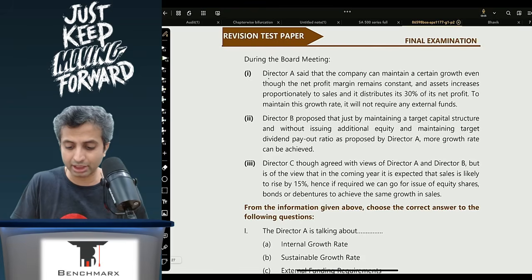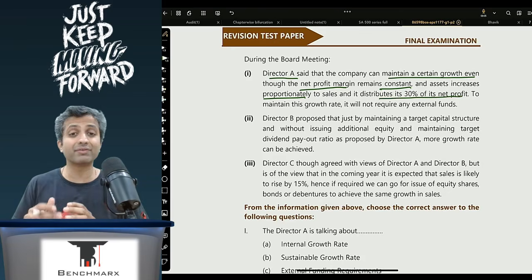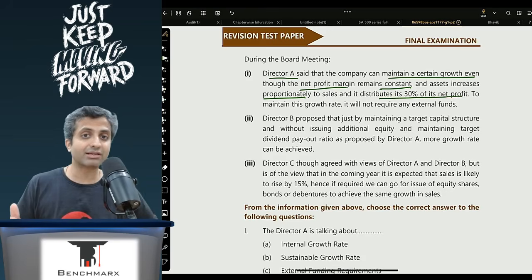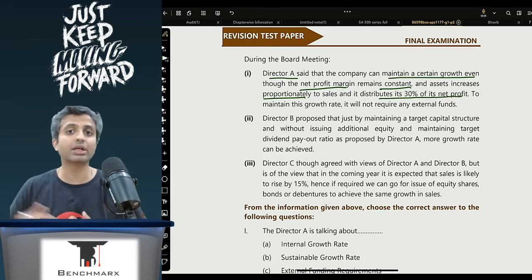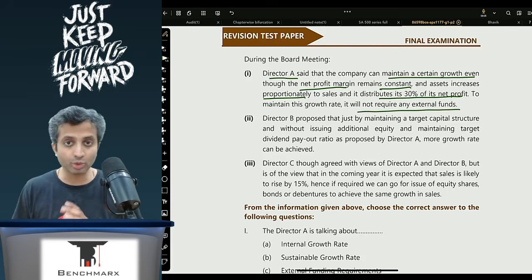During the board meeting, Director A said that the company can maintain a certain growth even though the net profit margin remains constant. The assets increase proportionately to sales and it distributes 30% of the net profit. So even if it distributes 30% of the net profit, it has 70% which it can retain, and through that it can finance growth. To maintain this growth rate, it will not require any external funds. So there are no funds required.